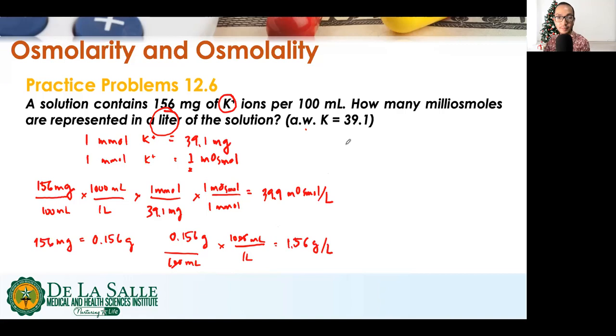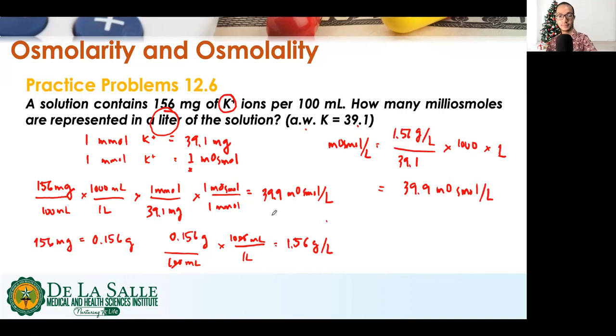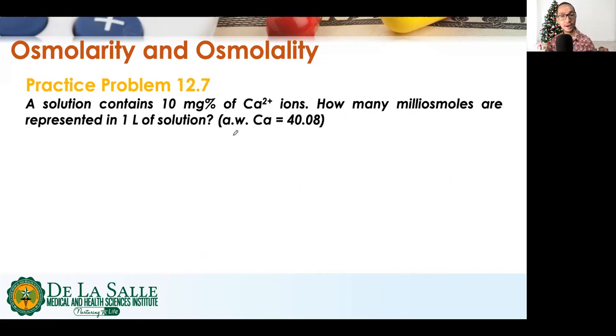Now the milliosmoles per liter will be equal to 1.56 grams per liter divided by the atomic weight, 39.1, times 1,000, the conversion factor, times the number of particles, 1. It should give you the same answer, 39.9 milliosmoles per liter.